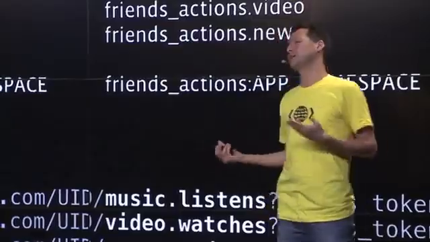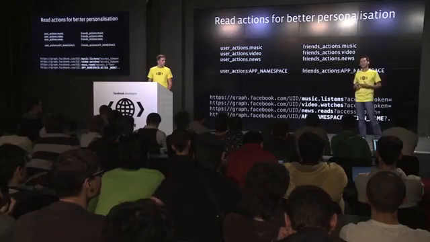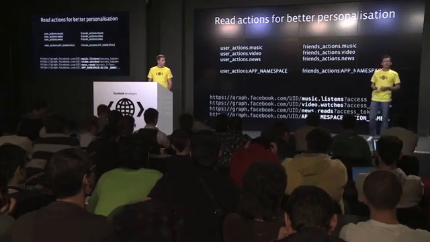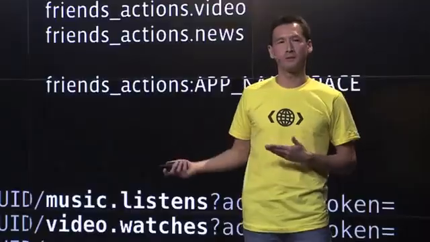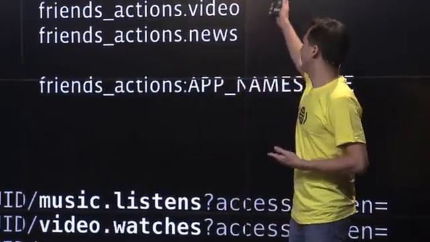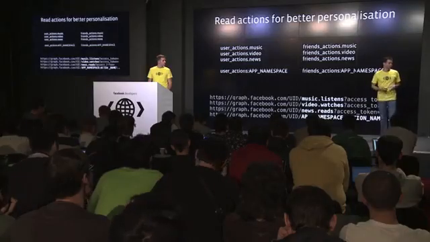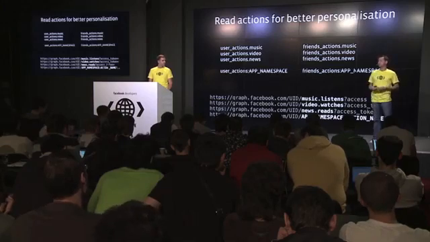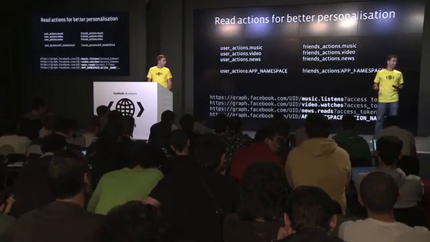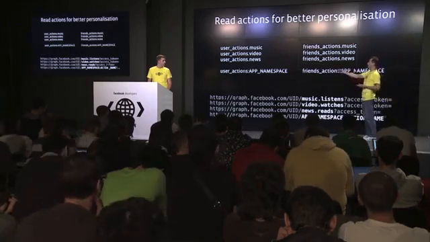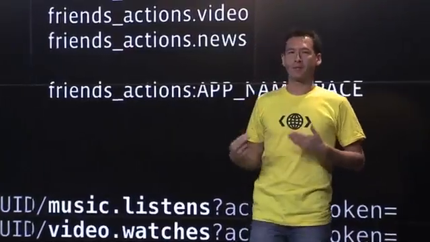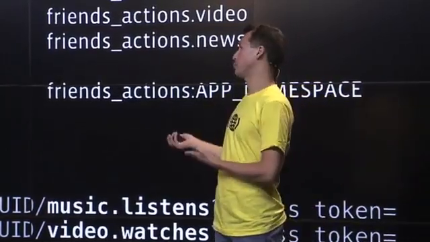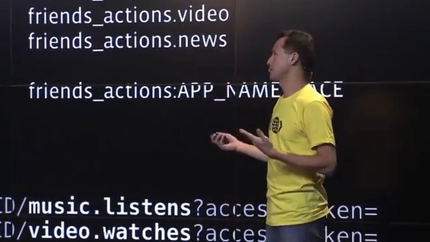And the listen action is a shared action. It's a built-in, so it has a special namespace called music. The theory goes the same with video and news. And if you want to read a user's friends' past listening activity, you'll go and request the friends_actions.music permission. Okay? And if you want to read past activities from a specific application, what you'll do is you'll request the user_actions.app_namespace permission. So you'll need to know the application's namespace. And for Social Cafe, we saw it's social-cafe.